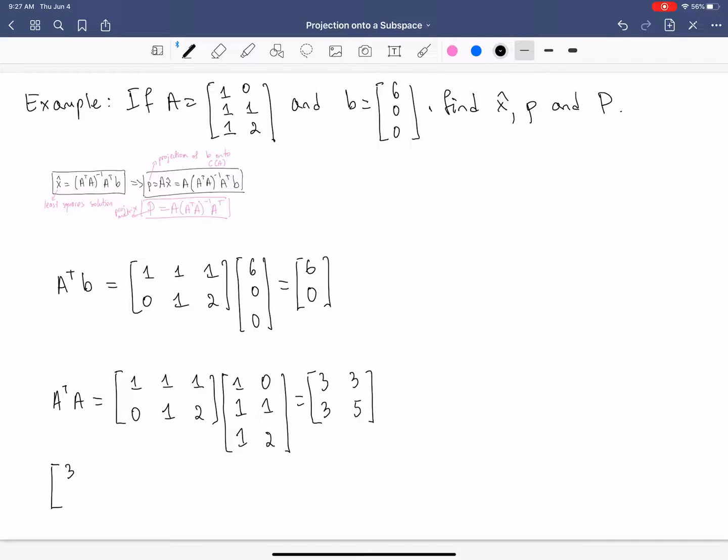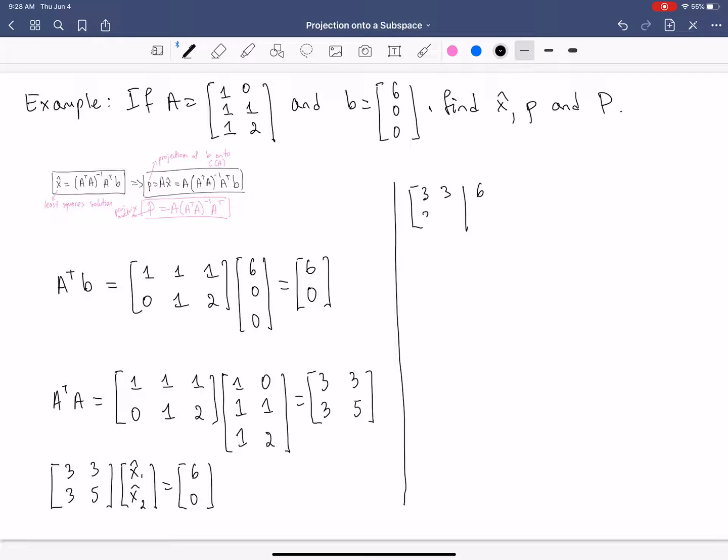Okay, so we have [3, 3; 3, 5] times x hat. So x hat will have x1 hat and x2 hat, two components, equals [6, 0]. So you see, I can find this by simply applying Gaussian elimination. I don't have to find the inverse. And that's exactly what I'll do here because it's always easier than finding inverses, although for a 2x2 matrix, both are fairly easy. So I can do 3, 3, 6; 3, 5, 0. I need to reduce that system. Here is my pivot. I'm reducing underneath. I have R2 minus R1 into R2. And I get 3, 3, 6; 0, 2, negative 6.